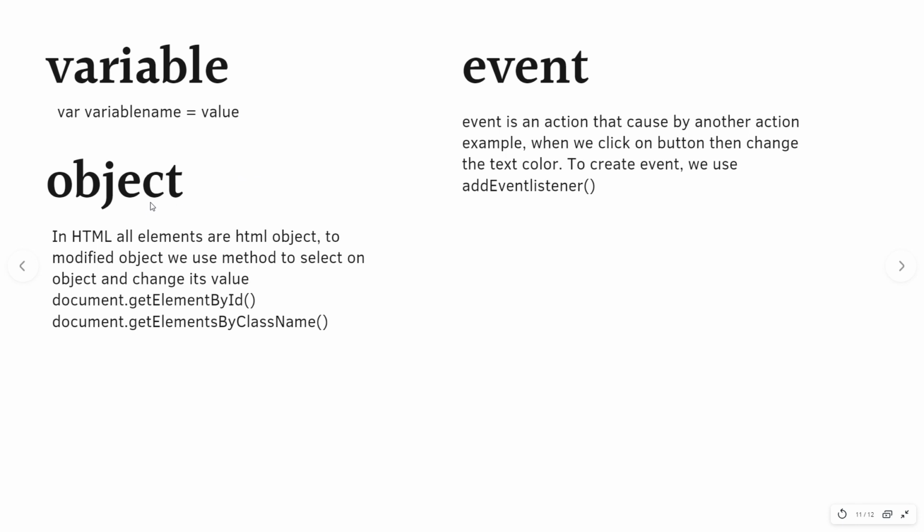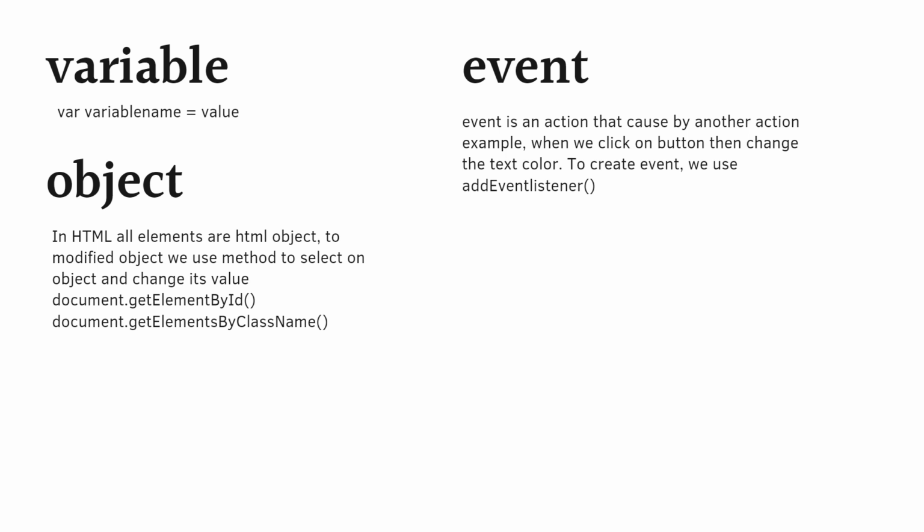So the second thing is about object. In HTML, all elements are objects, HTML objects. So to modify an object, we use a method to select an object and change its value. What does it mean? It means that we use JavaScript to select the HTML object to modify the value property of the CSS. So I can give an example to you.